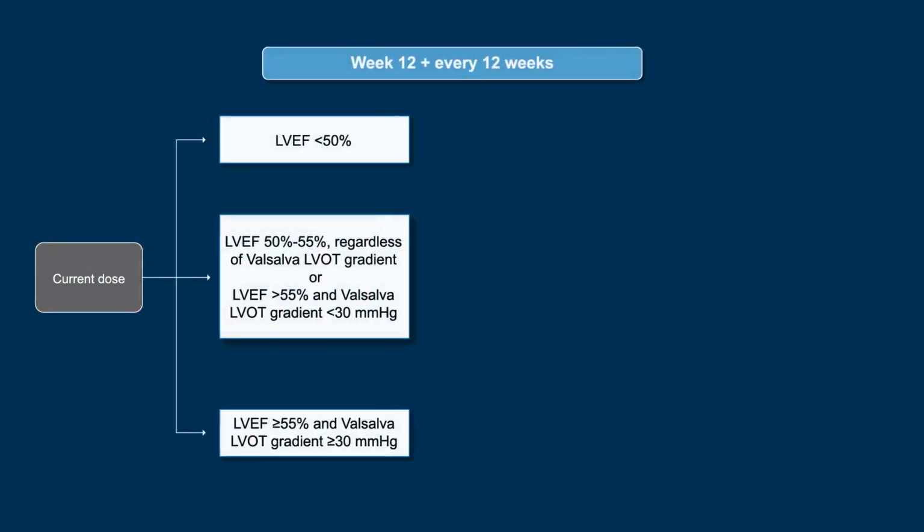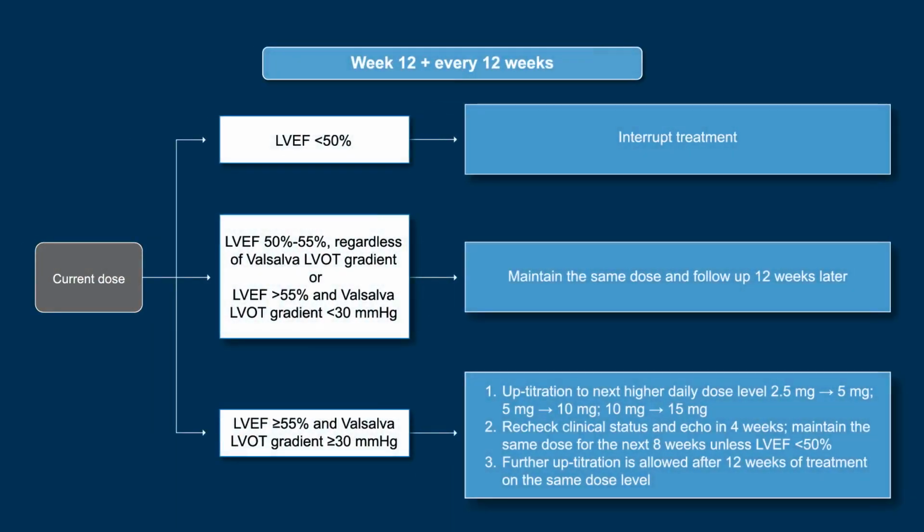To expand on Dr. Elliott's excellent summary, during the maintenance phase of mavacamten, patients must get an echocardiogram at week 12 and every 12 weeks thereafter to assess their response to treatment, including Valsalva LVOT gradient and LVEF. These regular check-ins are crucial opportunities to monitor patients and ensure they are taking an appropriate dose for their current condition, and to reassess their medication lists for potential drug-drug interactions.